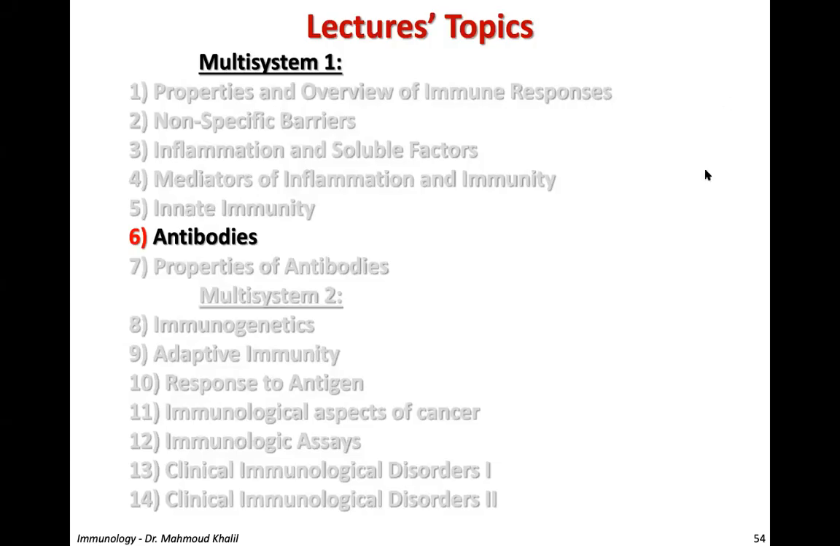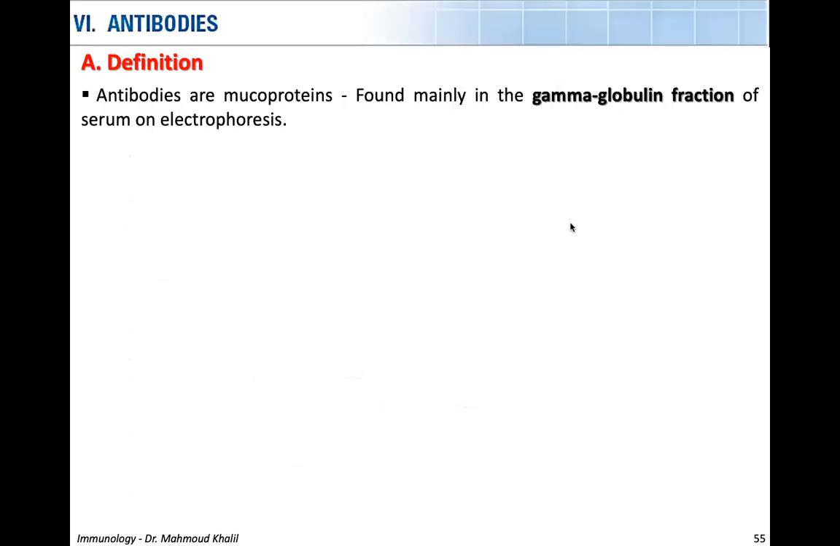Okay, we'll start the sixth topic, which is antibodies, and we'll understand the different types of antibodies in our body and how they are differentiated from each other. So let's talk about the definition. Antibodies actually are glycoproteins and found mainly in the gamma globulin fractions. So we'll understand later what the different fractions of our serum are.